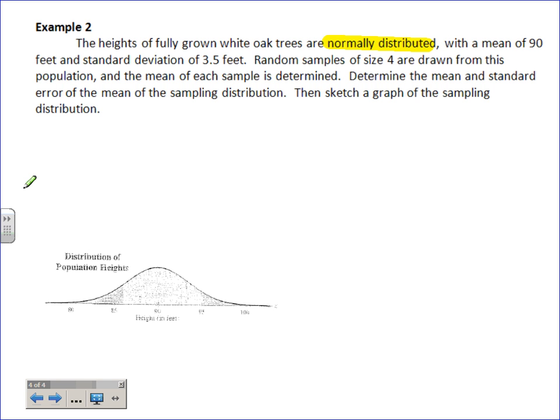Okay. So what's the mean here? 90. Standard deviation? 3.5. N is only 4. So you know what? That's okay. Okay, this one's very close to that dice one that we did. We did sample size of 8, and it was pretty much right on right away. Okay, because it was already normally distributed.